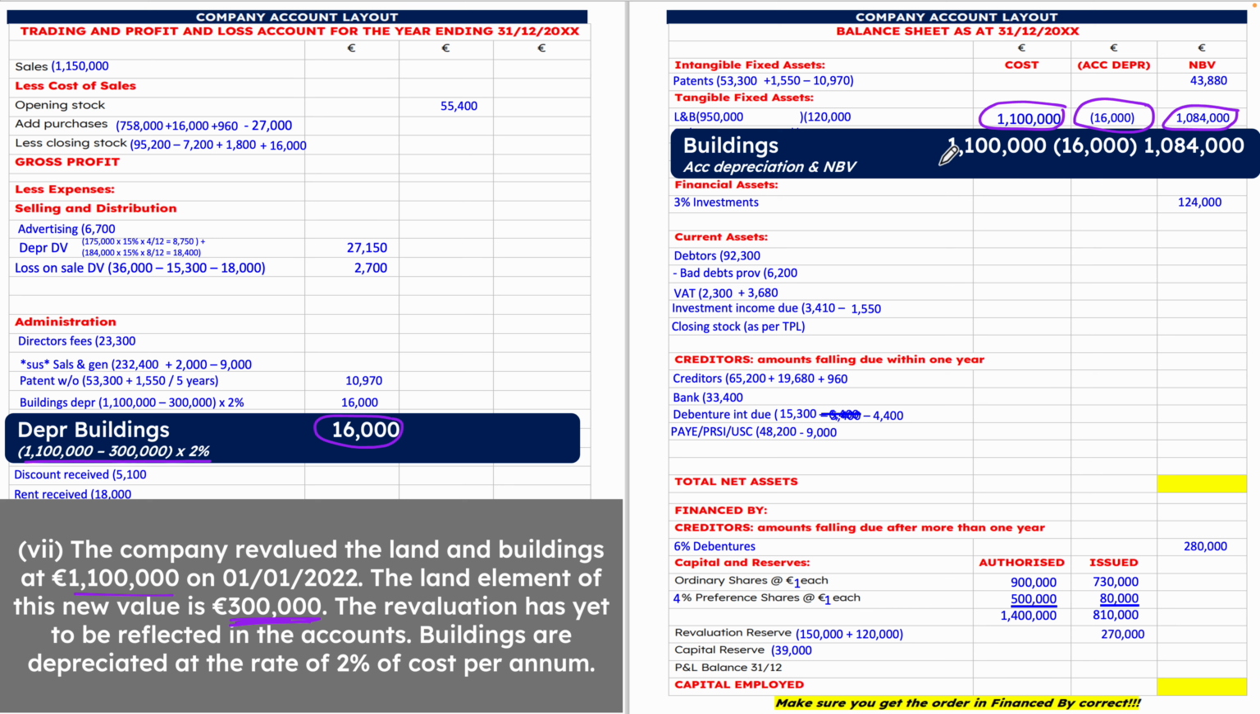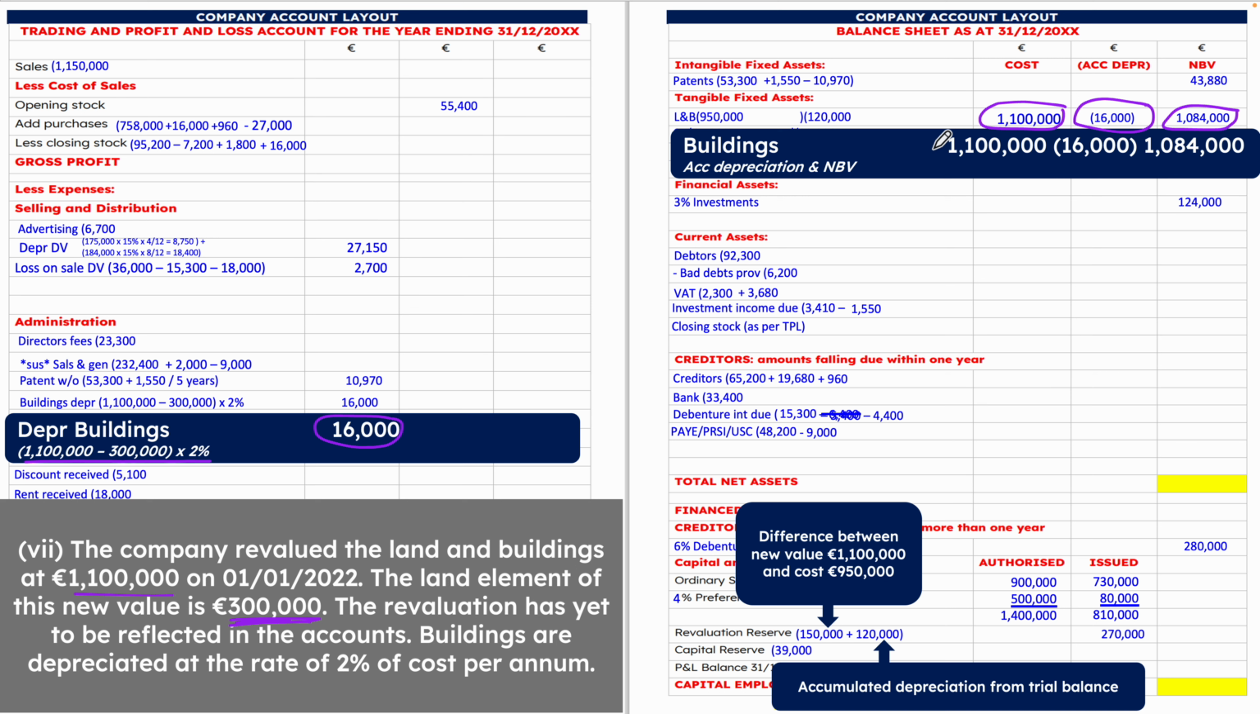Now, when we revalue land and buildings, we are going to have a revaluation reserve. The revaluation reserve just shows us that the owner is sitting on something of value. It's not a profit until they would maybe sell the buildings. But we have to show in the balance sheet that the owner is sitting on something of value. The revaluation reserve is 270,000.